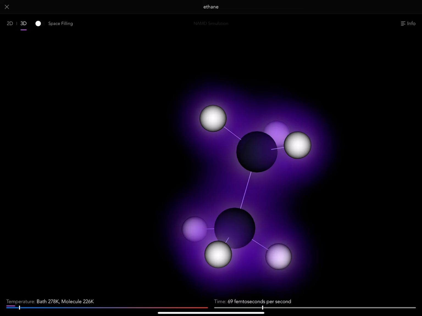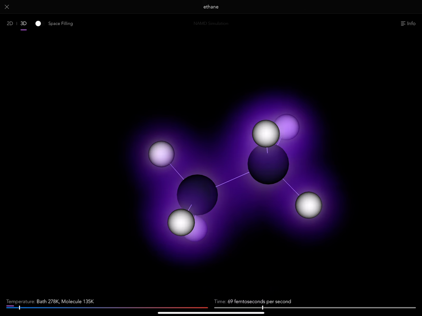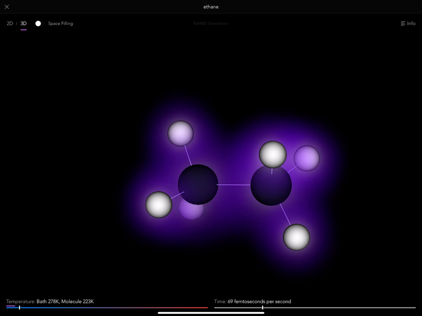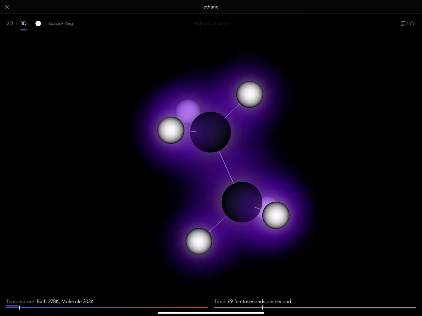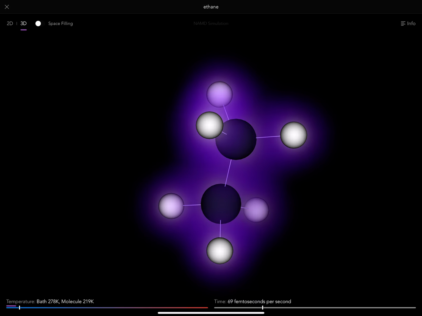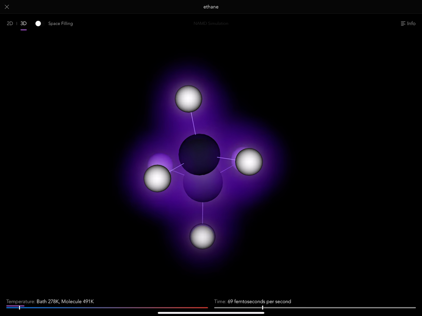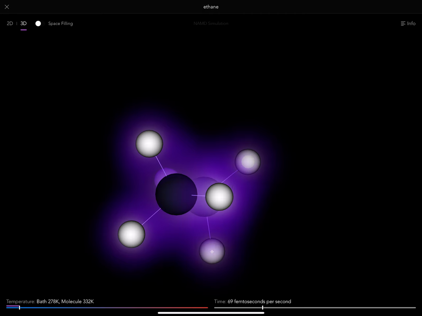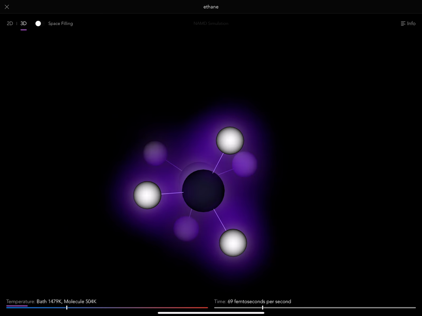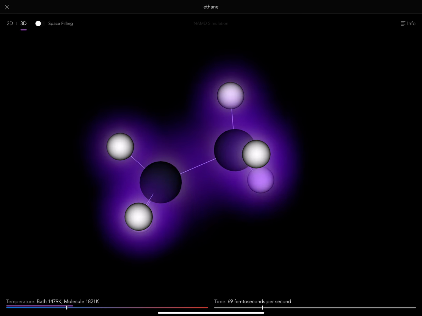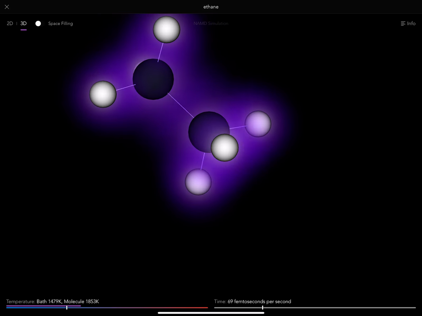There are bond vibrations in organic molecules. The purple that you see is an estimate of the distribution of electron density in this molecule. So you can think of that as the electron cloud. Another interesting thing is that we can turn up the temperature. And as you see, as we turn up the temperature, the molecule starts moving more rapidly. The vibrations get bigger, the molecule's moving around more.